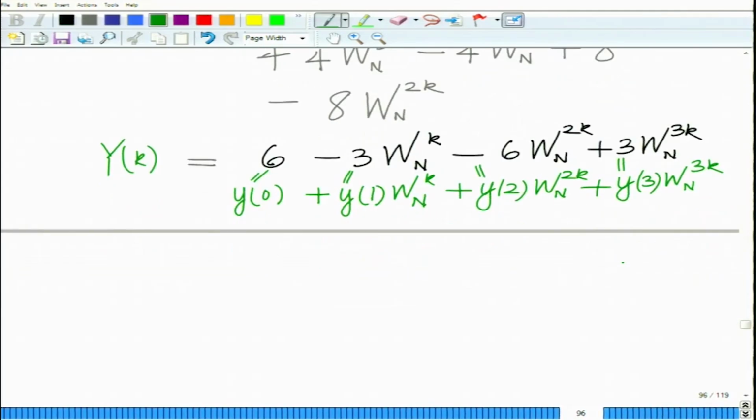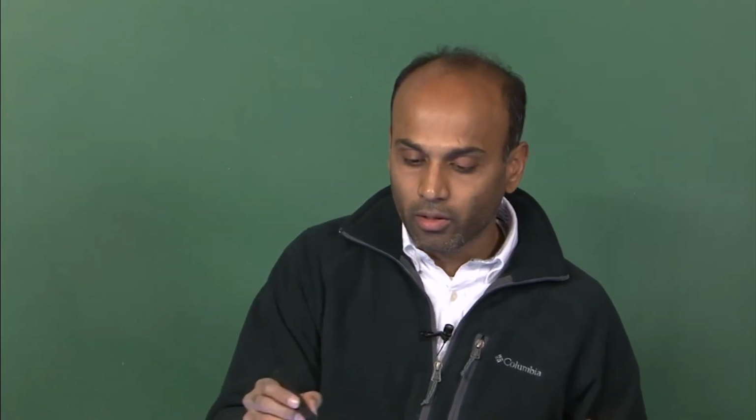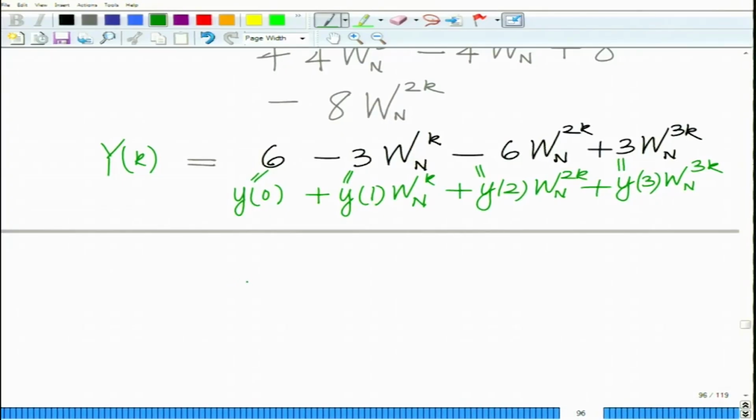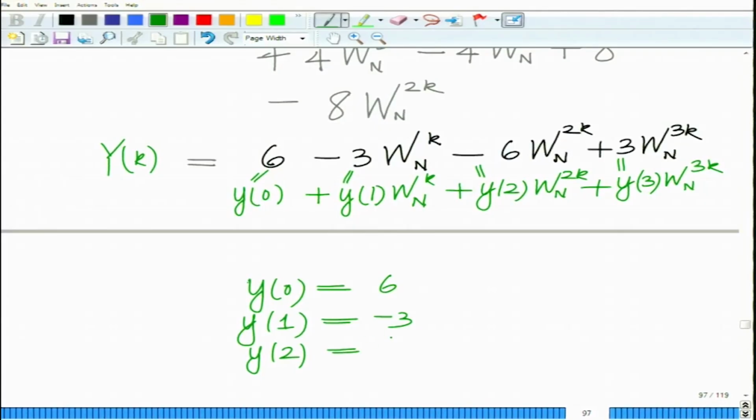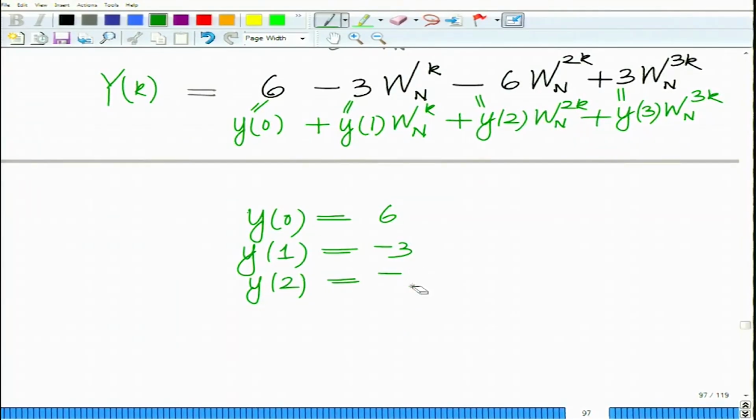So, by doing a term by term comparison of the DFT, you can deduce the coefficients of the DFT of y, that is the coefficients Y(k), by looking at the coefficients of the expression. Therefore, what you have is Y0 equals 6, Y1 equals minus 3, Y2 equals minus 6, and Y3 equals 3.